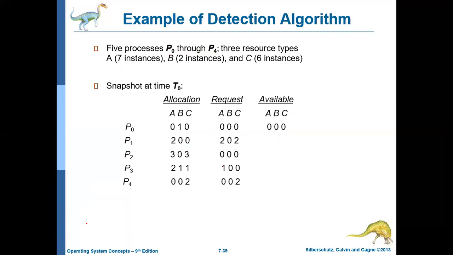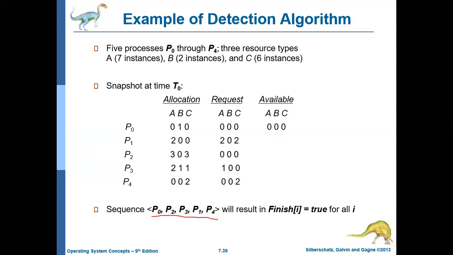At this point of time, the system is in a safe state, because there is a safe sequence, so the system will not result in a deadlock if you apply that algorithm, because multiple instances of each resource type are available. So if you apply our previous algorithm which we discussed to detect the deadlock, it will return finish of i equal to true for all processes, because all processes can be completed, because there is a safety sequence, and this is the sequence: P0, P2, P3, P1 and P4.